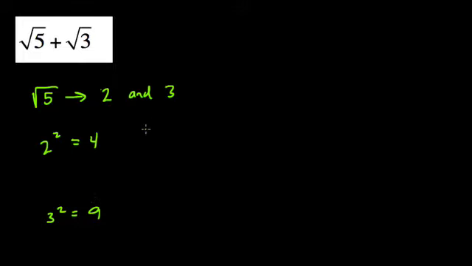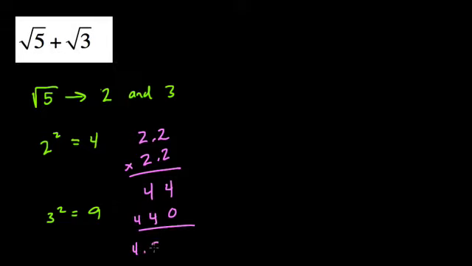So I'm going to try, let's say, 2.2. I could try 2.1. I just feel like 2.2 is a better guess here because 2.1 is so close to 2, it might not help me as much. Anyway, 2.2 squared. I just treat this like 22 times itself. 2 times 2 is 4. 2 times 2 is 4. Placeholder, and then 4, 4. Add them up, we get 4.84.